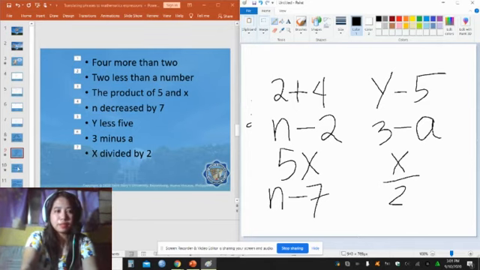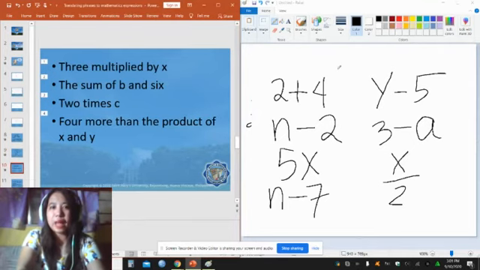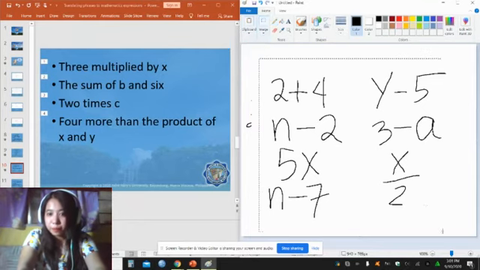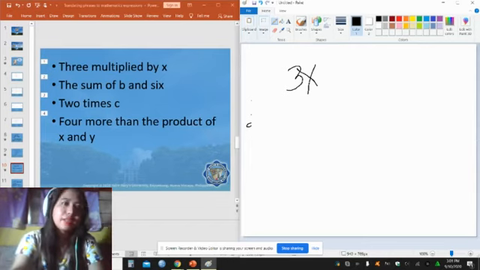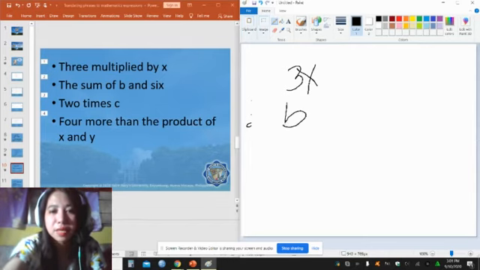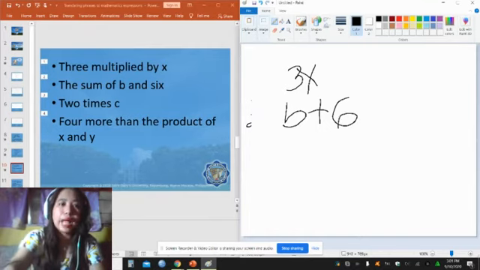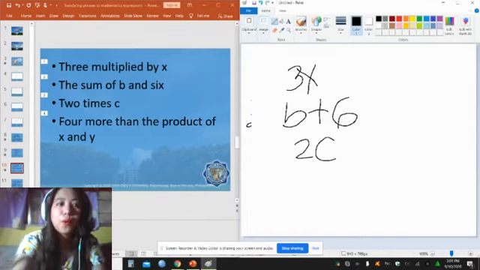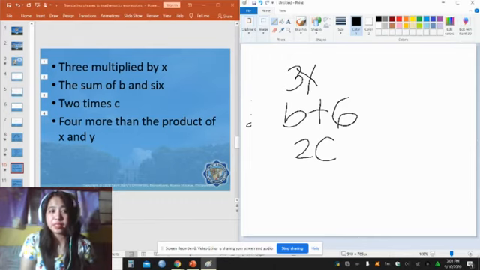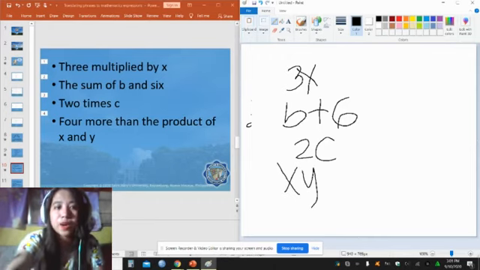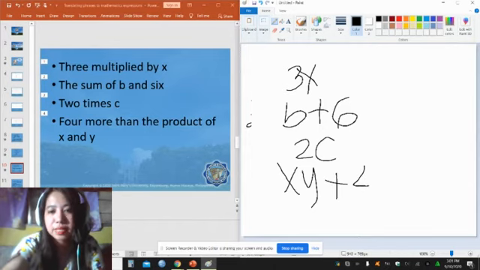Okay, next. Let us also consider another. 3 multiplied by X, so 3X. The sum of B and 6, that is B plus 6. 2 times C, 2C. 4 more than the product of X and Y. The product of X and Y is XY, and more than is addition. So XY plus 4.